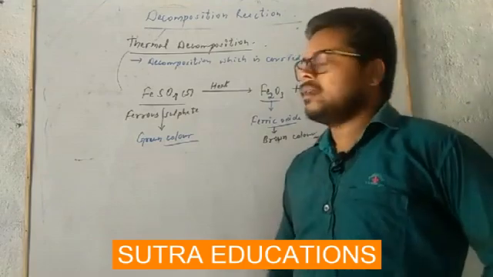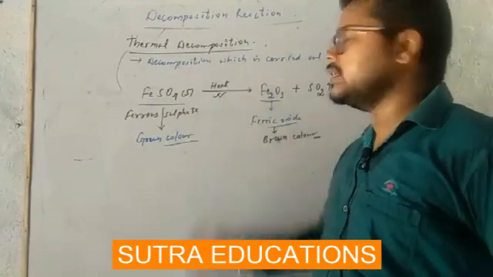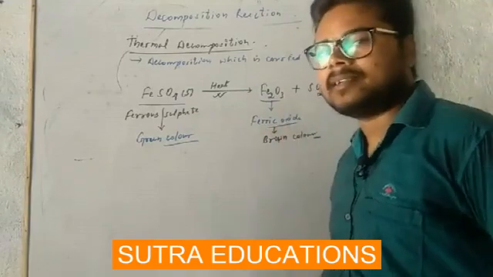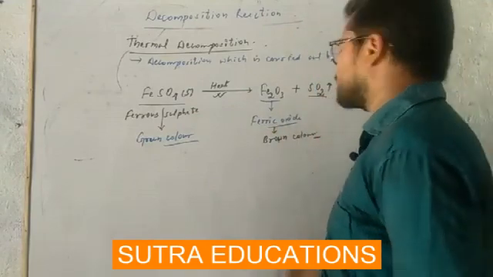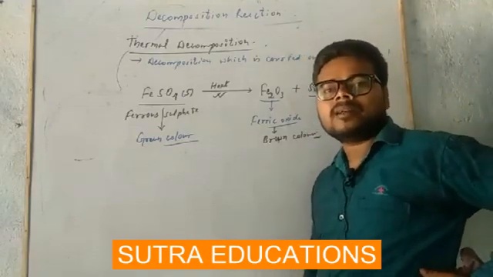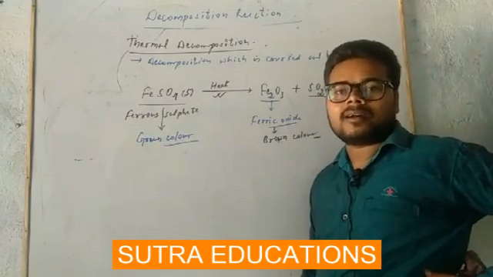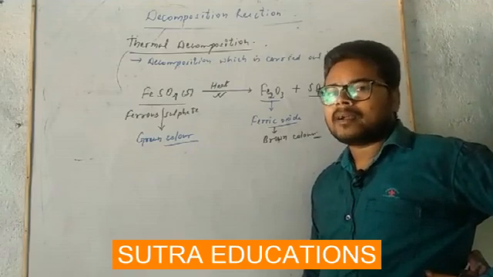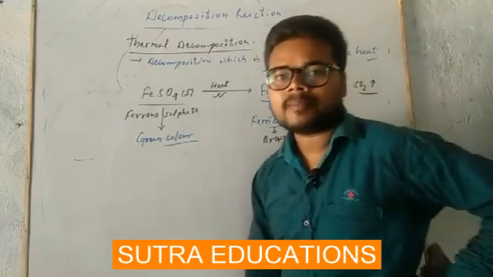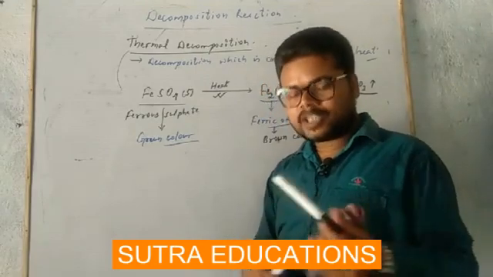Okay, it is ferrous sulfate, and when we will heat ferrous sulfate, it will be decomposed, giving out ferric oxide plus sulfur dioxide gas and sulfur trioxide, which is a gas. It means what? When you will heat FeSO4, ferrous sulfate, then you will smell the burning smell of sulfur dioxide gas.